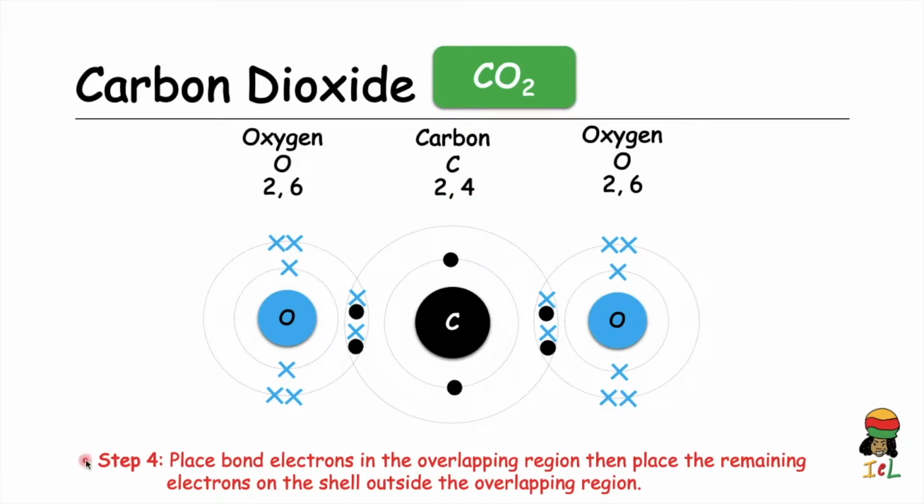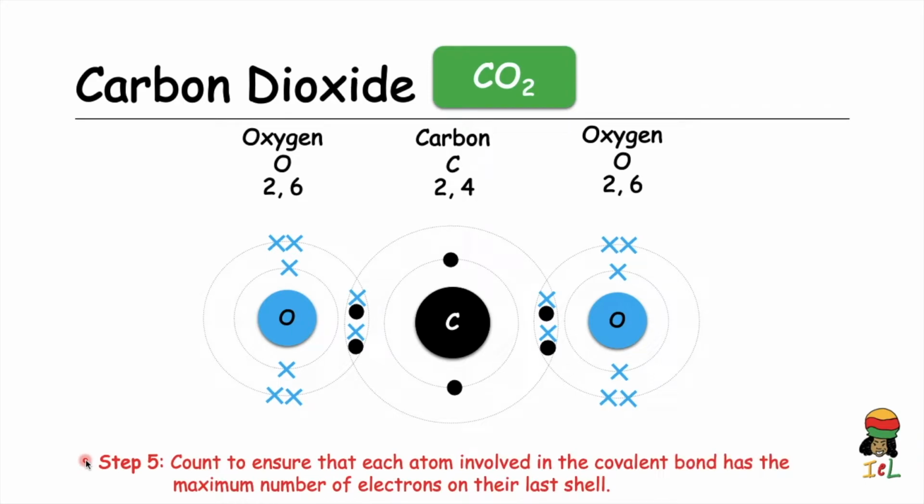There are none remaining. Step 5, count to ensure that the last shell of each atom involved in covalent bonding contains their maximum number of electrons. And remember, we don't have to count the inner lying shells because they already contain their maximum number of electrons. However, it is important to remember that the bonded electrons are counted for the atoms that share them.